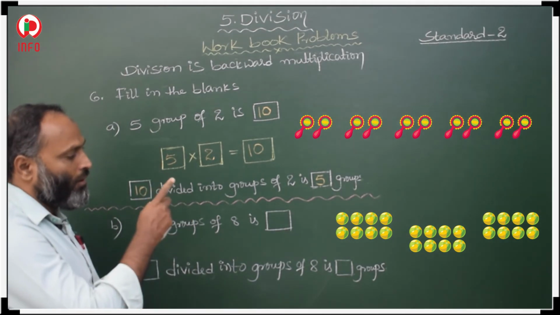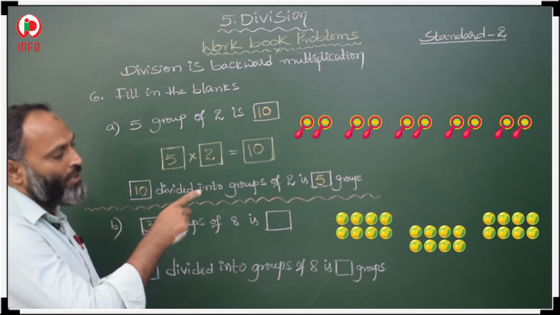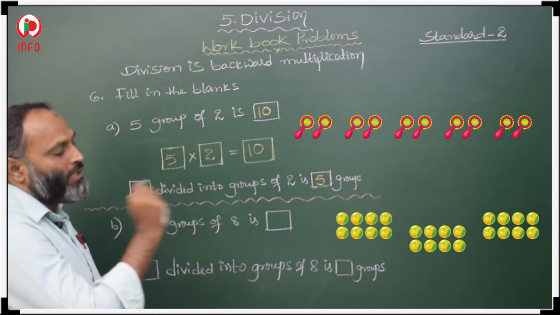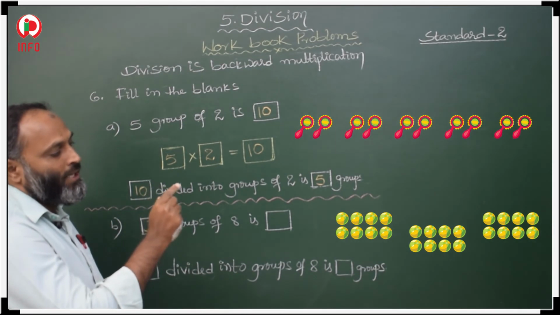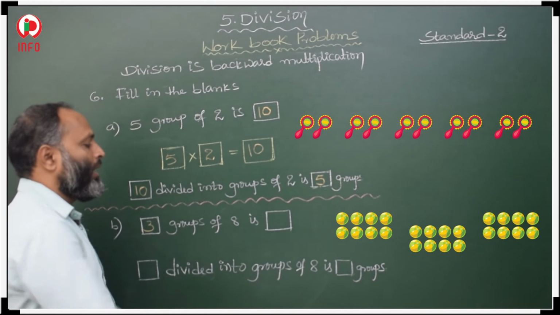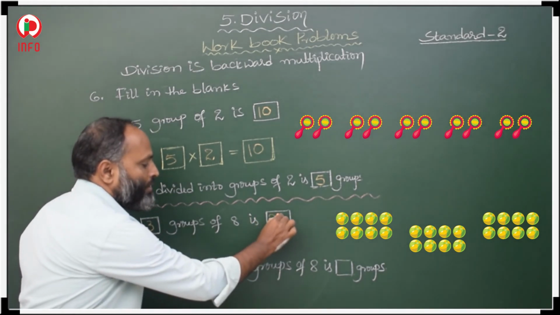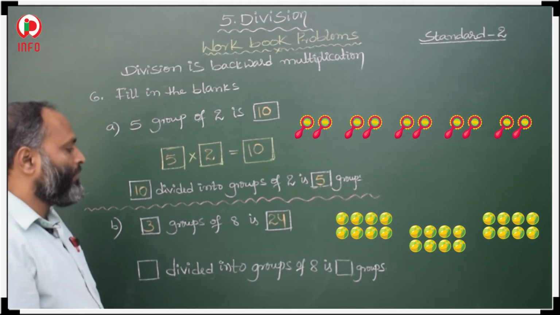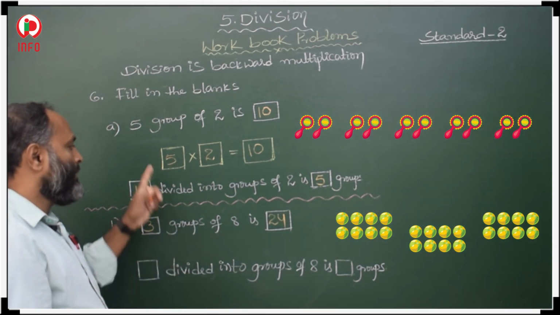Count all the balls. First group 8 balls, second group 9, 10, 11, 12, 13, 14, 15, 16, 17, 18, 19, 20, 21, 22, 23, 24. Total 24 balls. Then how to represent this in multiplication?